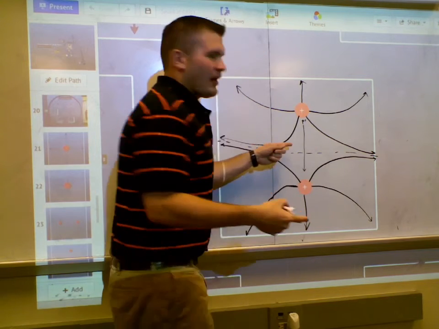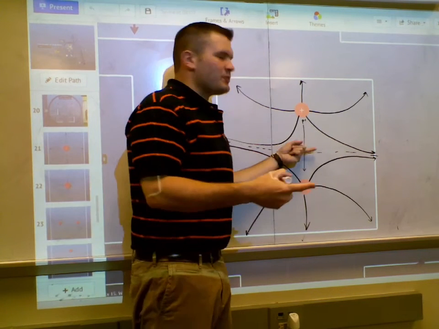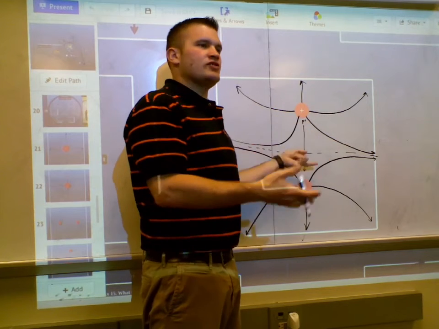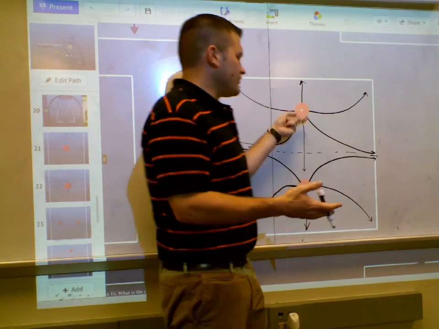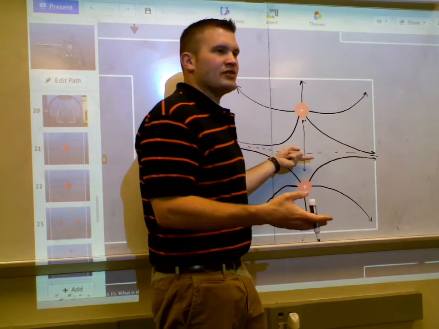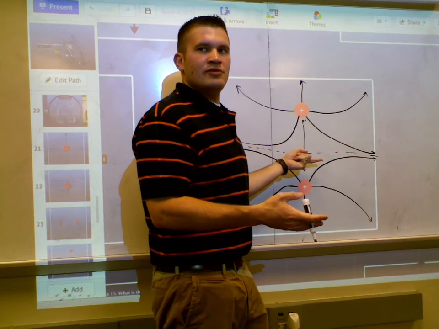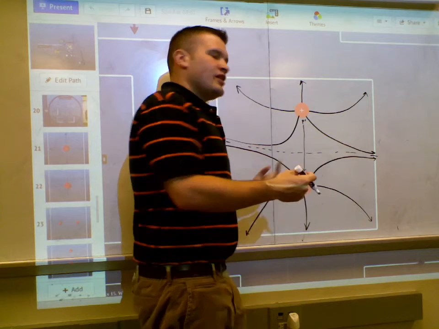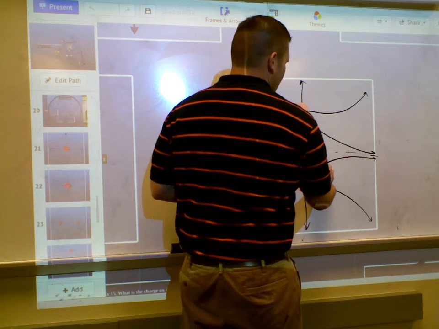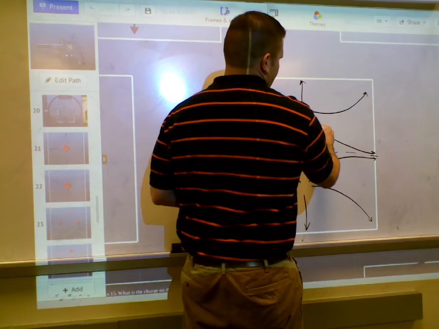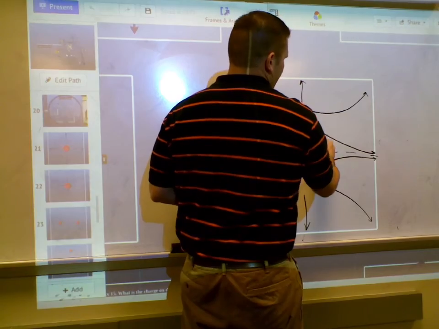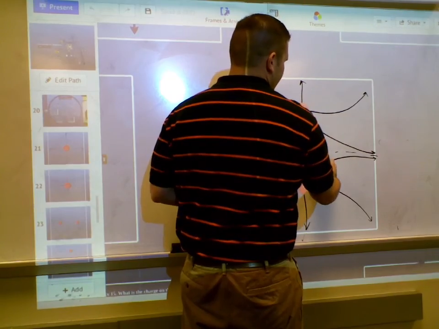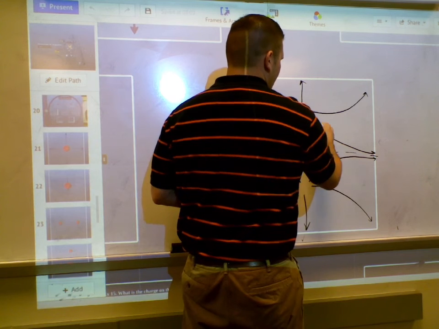Momentum will carry it past the asymptote. Once it passes the asymptote, which is kind of the center of the two positive charges, what's going to happen? It's going to get pushed away from this one, right? And that positive charge will turn around and start going back. Then what's going to happen? It bounces back and forth. It'll keep going back and forth.